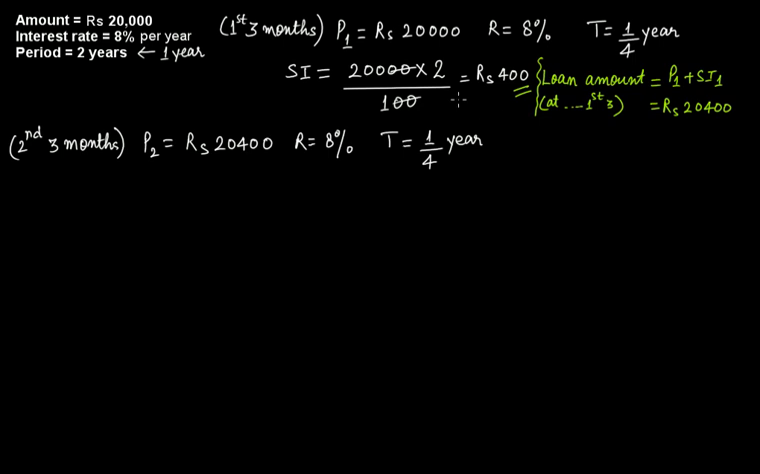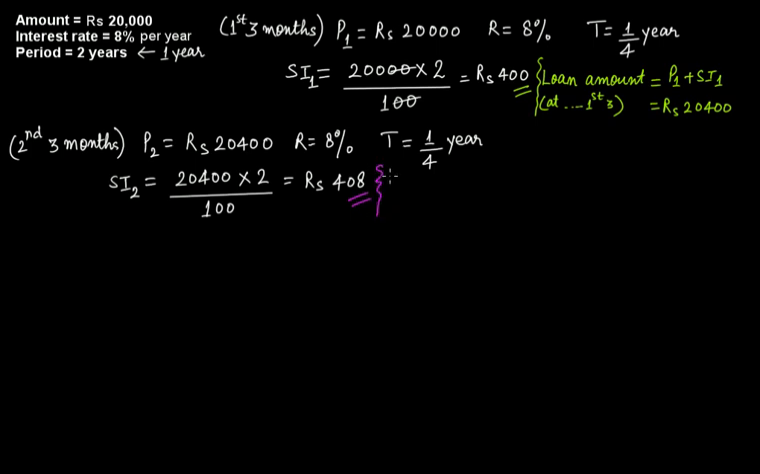Right? Now, again, the interest that you will calculate is nothing else but simple interest. So let's name this one SI1, this is SI2. So here this is 20,400 multiplied by R multiplied by T, which means 8 multiplied by 1 by 4, that is 2, divided by 100. This gives you rupees 408. So the interest for the second period of 3 months is equal to rupees 408.